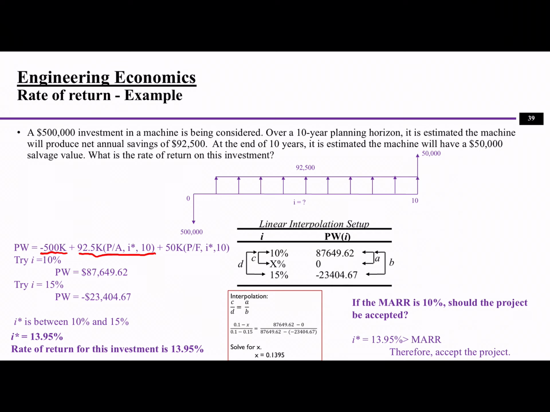So now let's convert everything back to present worth. Converting back to our present worth, the $500,000 stays the same. Then we convert everything to present value from the A. We already know the A and we have the interest rate and the 10, and the 50K is also converted back to a present value given the future value, the rate, and the 10.